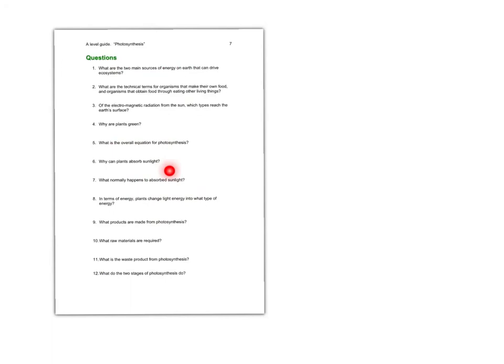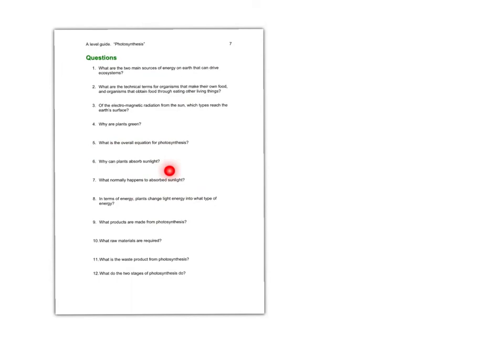What products are made from photosynthesis? We already talked about that. What raw materials are required? Just said that. What is the waste product from photosynthesis? Well, I guess you'd have to say the waste product is oxygen, right? So oxygen is being produced. It's not needed, so it's put out.